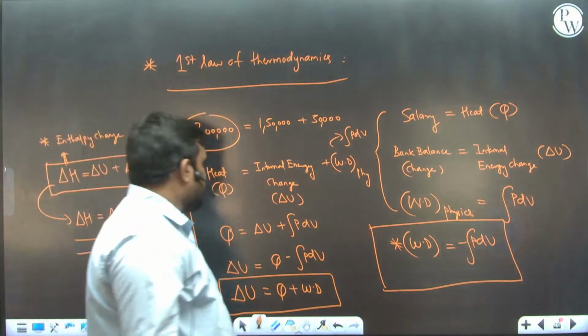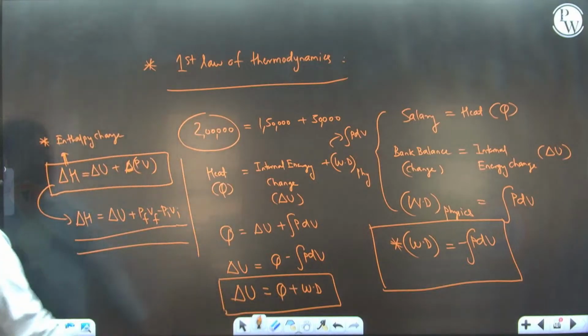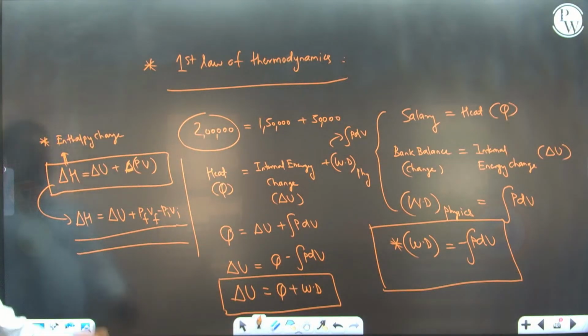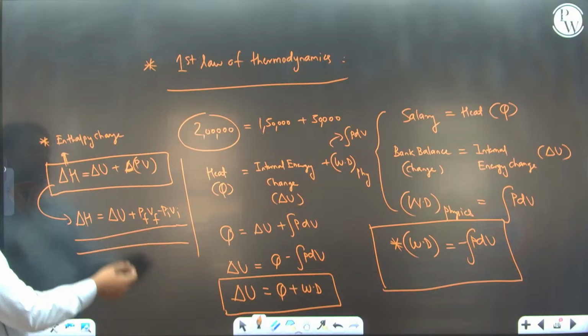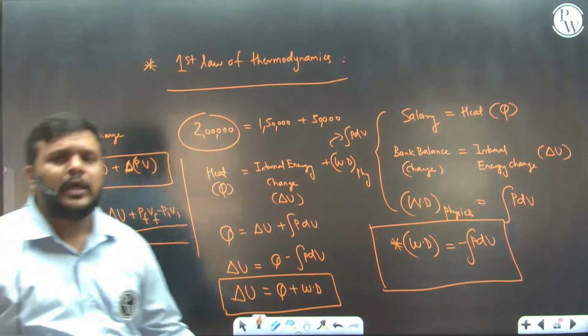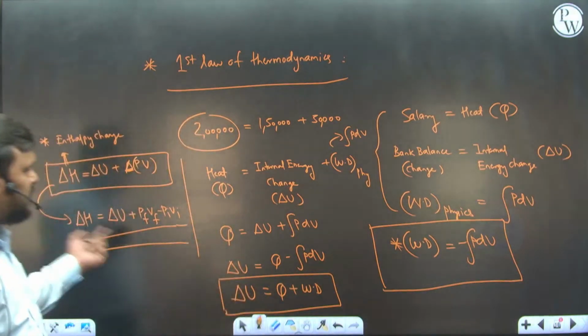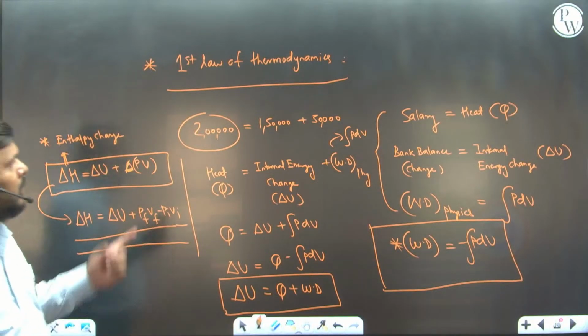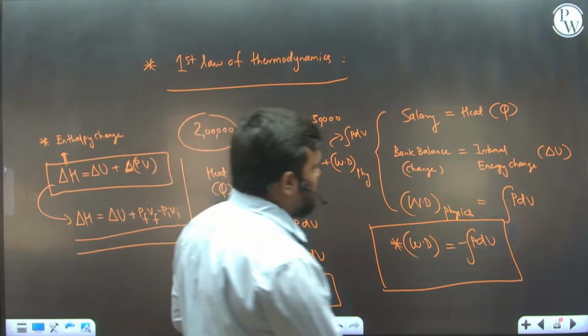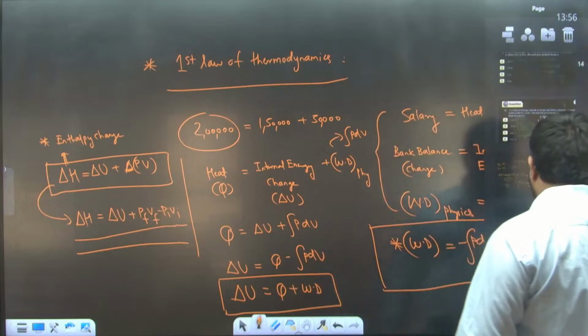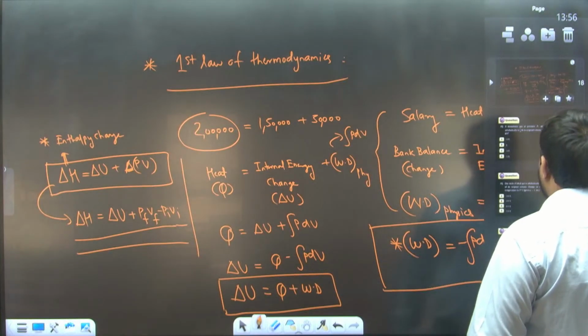So these two equations are important: delta U is equal to Q plus work done, and delta H is equal to delta U plus P final V final minus P initial V initial. These two equations are important for the first law of thermodynamics. Let us see what kind of question they are asking over here.